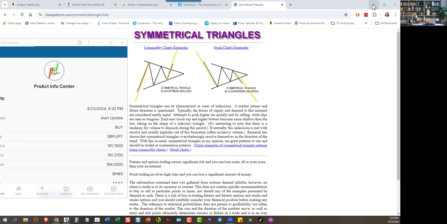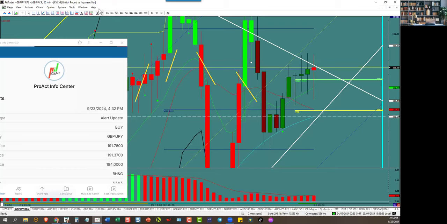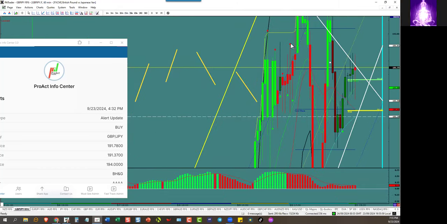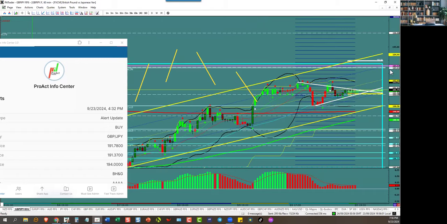All right. So the statistical probability is if I came into the symmetrical triangle going up, then the higher probability is I'm going up. All right. Everybody understand that?